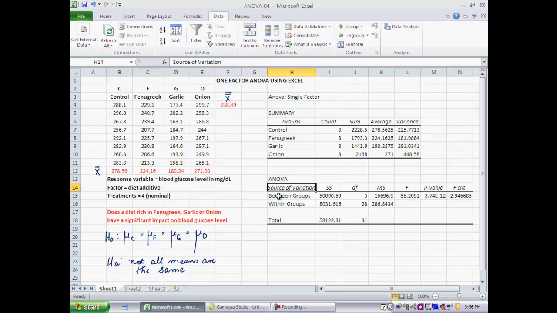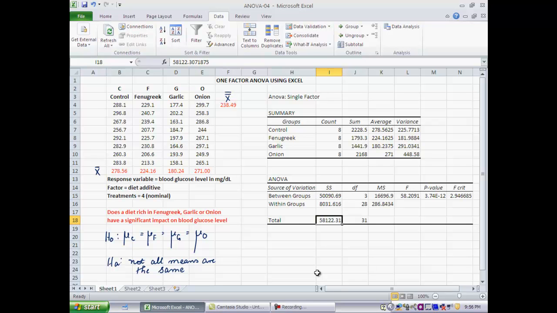The main output of the ANOVA is here, and this is what helps us either go with the null, not reject the null, or reject the null. So this first number here, 58122.31, this is the total sum of squares. Remember, SS stands for sum of squares, so this is the total sum of squares.